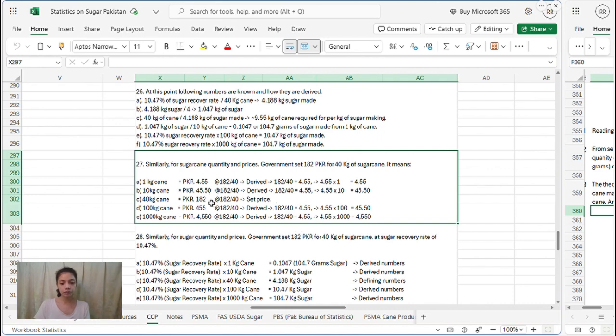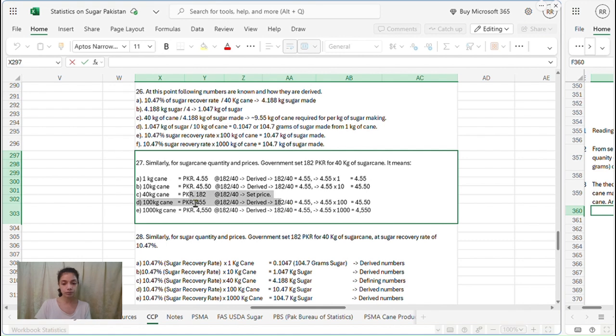For 1 kg of cane, first we had just this set price. We had this number only. That 182 per 40 kgs was a set price, where 182 is the price and 40 is the kgs of cane. First you find out with this number, when you divide 182 by 40, you're going to get 4.55. That means 1 kg of cane equals 4.55 PKR rupees. And this is the process. When you divide 182 by 40, you're going to get 4.55, and then you multiply 4.55 with 1, you get 4.55 price.